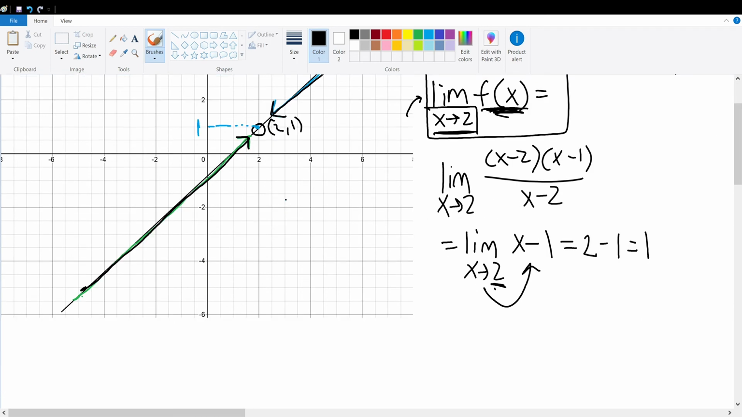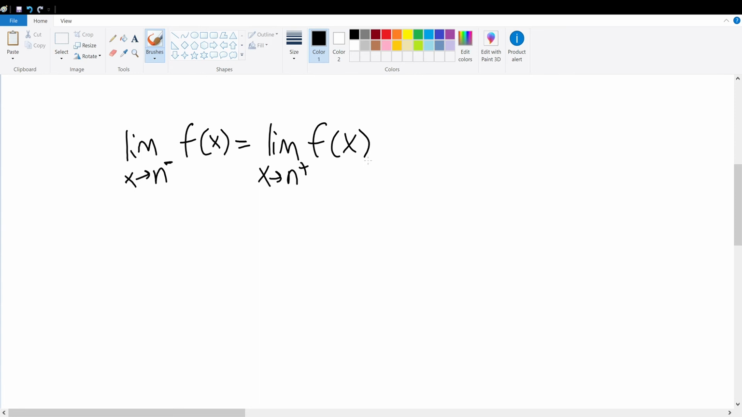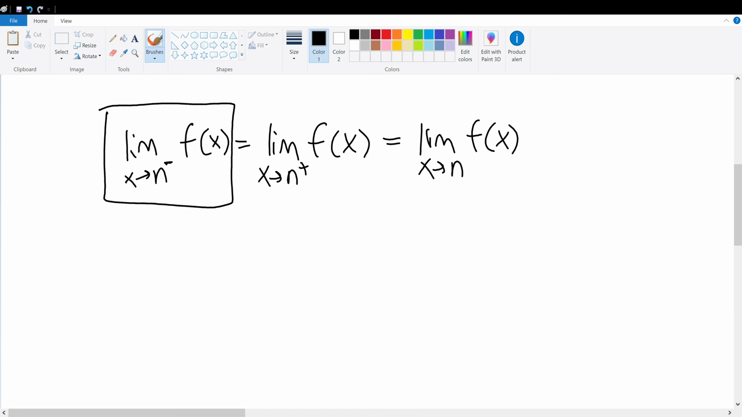Well, a limit is defined when the left limit, which is represented by x approaching some value n with a negative symbol on top, of f of x, is equal to the right limit, when x approaches n from the right hand side, of f of x. This will result in the limit of x approaches n of f of x. And what is a left limit exactly? And what does this notation really mean?